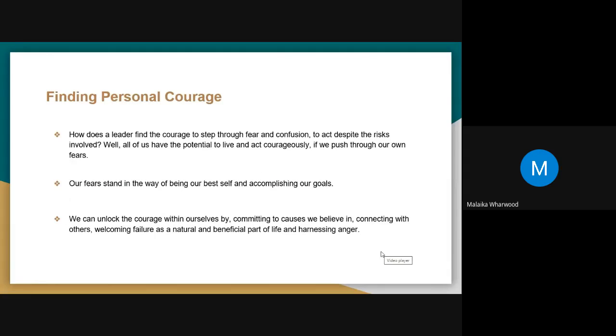Finding personal courage. How does a leader find the courage to step through fear and confusion to act despite the risk involved? Well, all of us have the potential to live and act courageously if we push through our own fears. Our fears often stand in the way of being our best self and accomplishing our goals. We can unlock the courage within ourselves by committing to causes we believe in, connecting with others, welcoming failure as a natural and beneficial part of life, and harnessing anger.